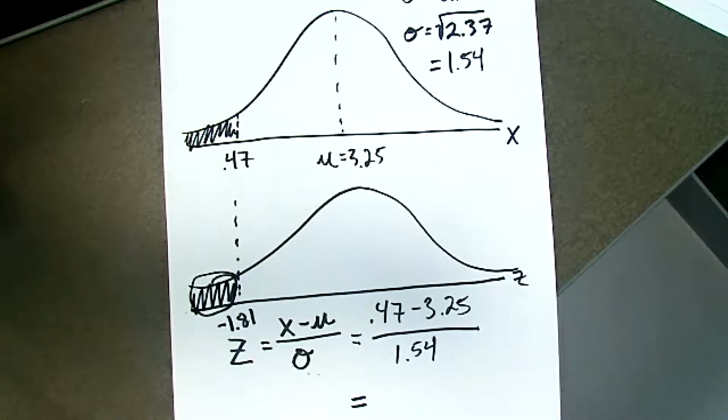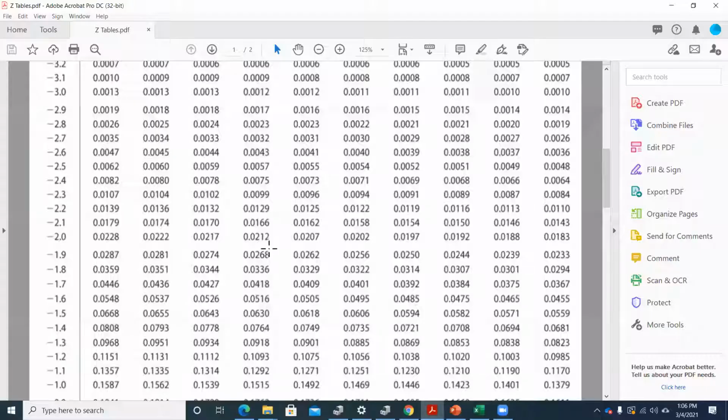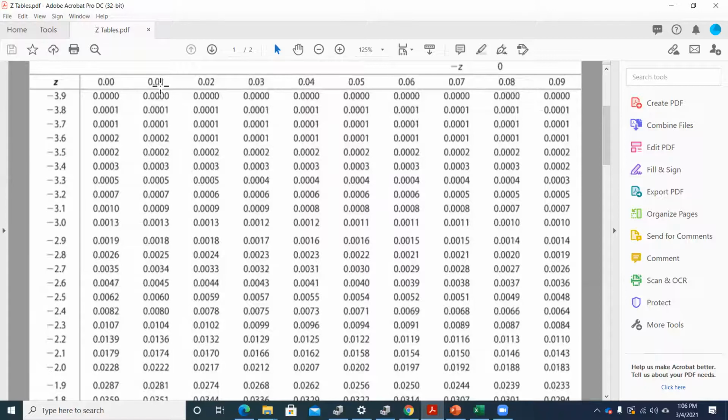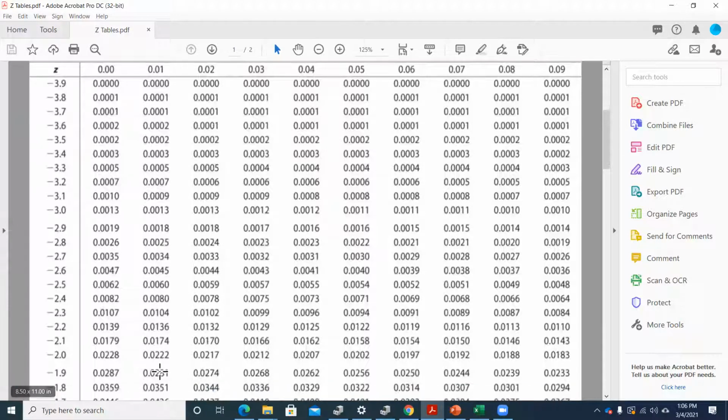So negative 1.81. And we'll start to notice we're getting close to being 2 standard deviations away, so this shouldn't be the most likely thing. So negative 1.8, and the second decimal is 1, so negative 1.81. The probability we saw that low of rainfall in September, or that we saw something less, is 0.0351.